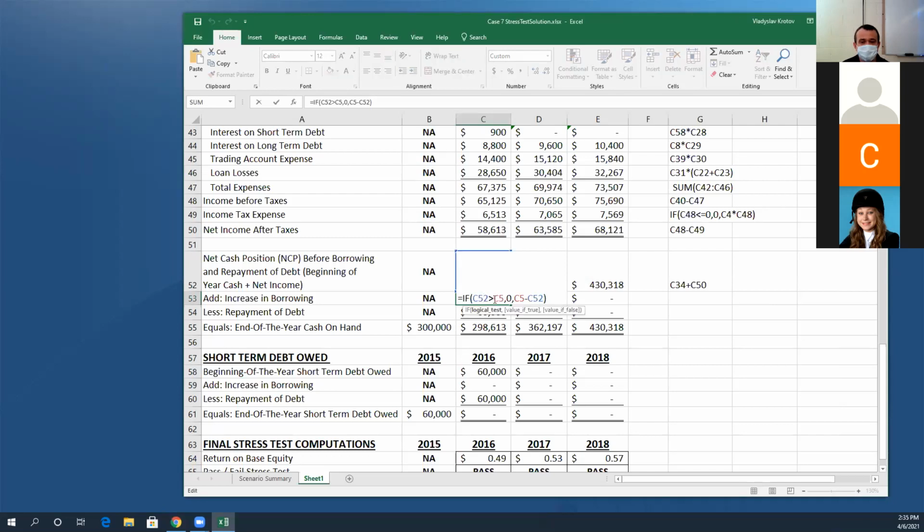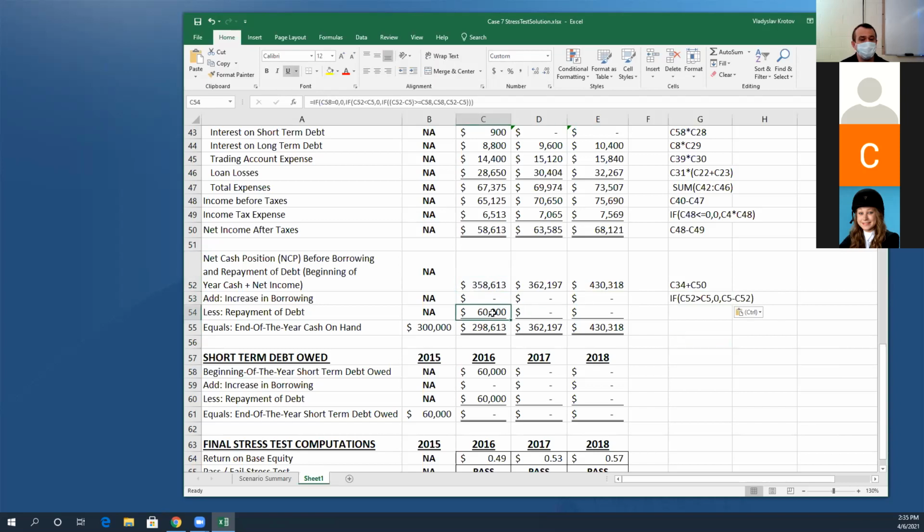So once again, if your net cash position C52 is greater than 50,000, it's actually 50 billion, but we're using thousands for simplicity, then don't borrow anything. Otherwise, borrow the difference. Since this value is greater than 50,000, we have enough cash and we're not borrowing anything, okay? So let me copy the formula and I'll put it right here.